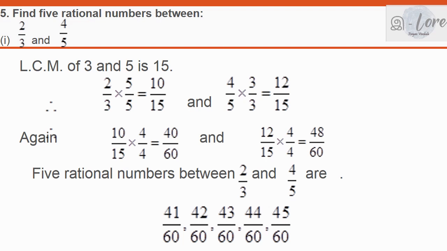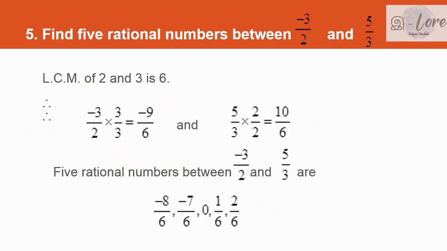But we need 5 numbers, so we have to multiply by 4 by 4, or you can multiply by 10 by 10 as is convenient, but I am doing it here with 4 by 4. 10 by 15 into 4 by 4 is equal to 40 by 60. 12 by 15 into 4 by 4 is equal to 48 by 60. The 5 rational numbers between them we can get from here. Okay, now the next question.